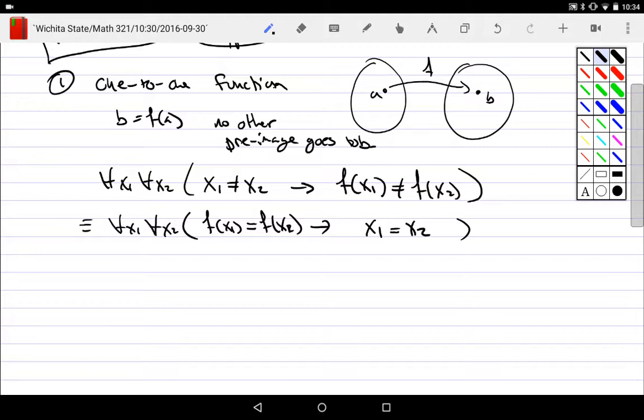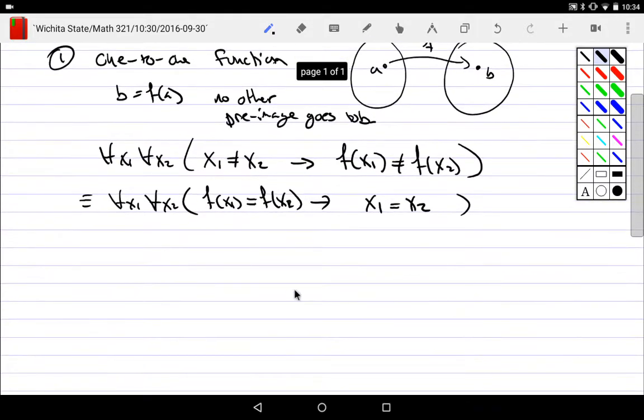So sometimes it's easier to think about the first one: if you're at different starts, you end up at different places. The other one is if you end up at the same place, you had to come from the same place. They both mean the same thing. It's a one-to-one concept. This is also called an injection.